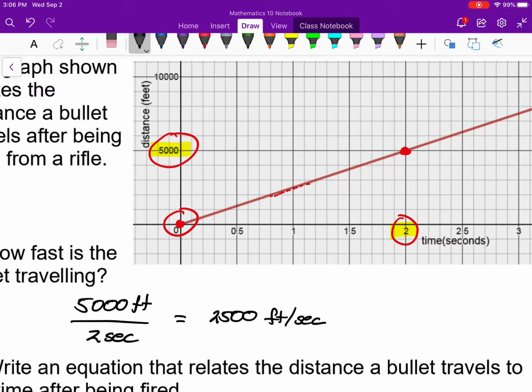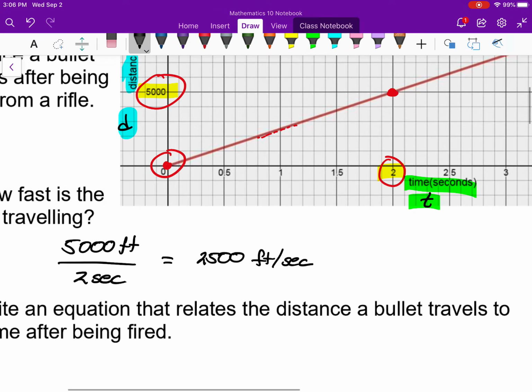For the x-axis, I'm not going to use the variable x because I want to use t for time. That's pretty standard. And I want to use d for distance, which is also very standard. It's not wrong to use x and y, but why not use, in this case, d and t? And so how does distance relate to time? Well, notice what I really need is right here.